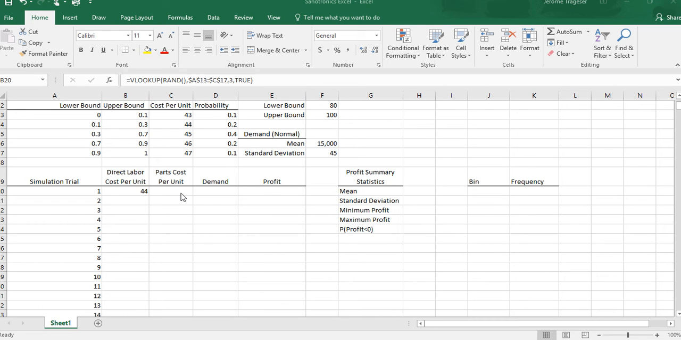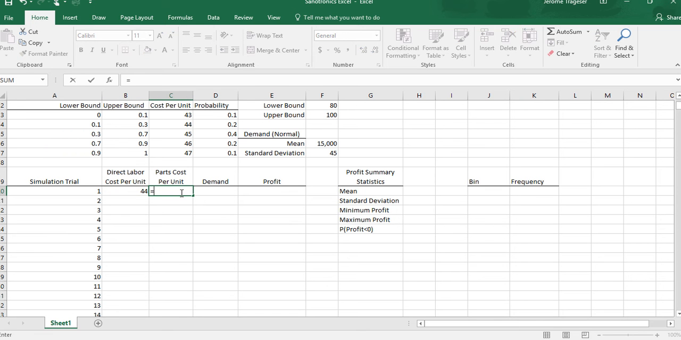Next, we look at this parts cost per unit. And again, we're told this follows a uniform distribution with 80 as our lower bound and 100 as our upper bound. We're going to use equation 16.3 in the book, and that tells us if we will take our lower bound 80, and then we add that to the upper bound minus the lower bound multiplied by the random number. And then we're going to get a continuous value. It's going to have some decimals in there.